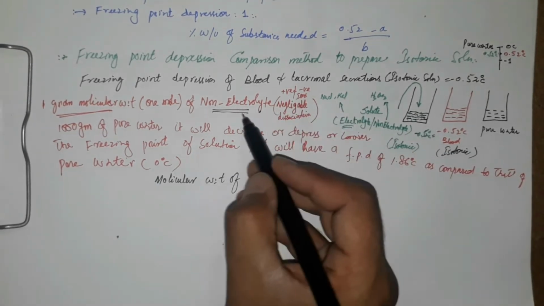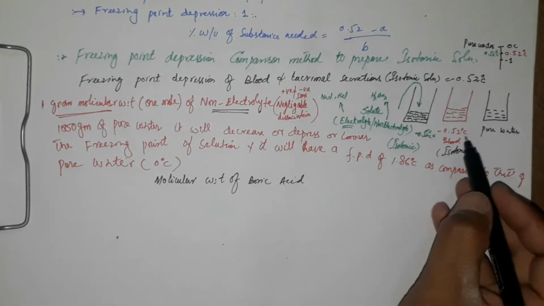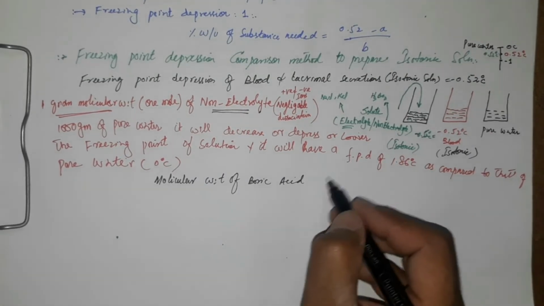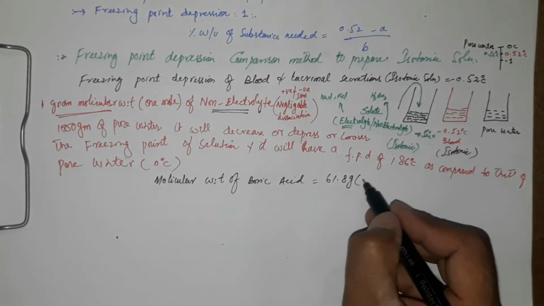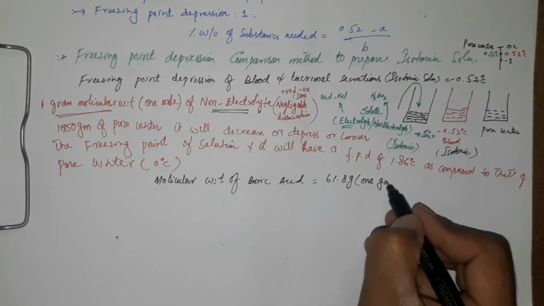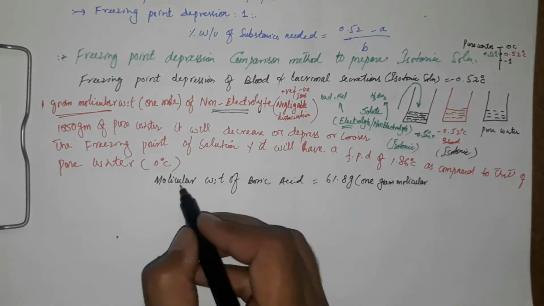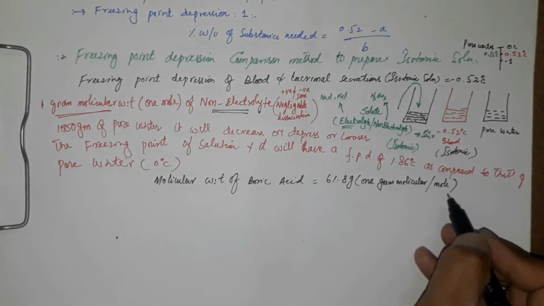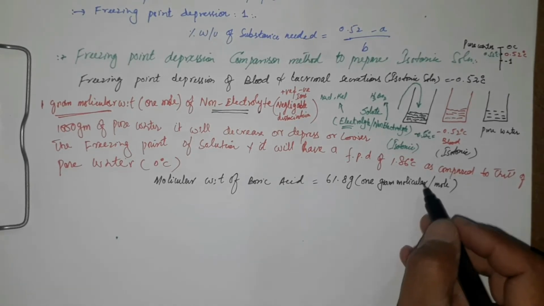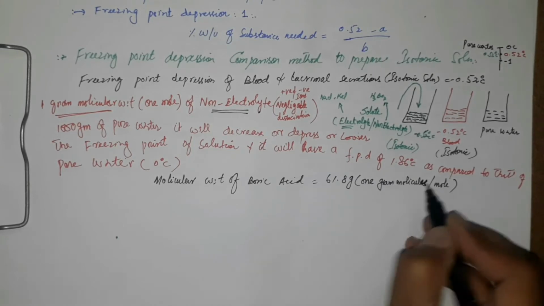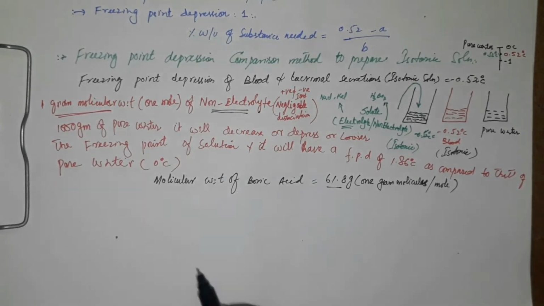So we are now going to discuss the non-electrolyte quantity which is required to produce an isotonic solution. The molecular weight of boric acid is 61.8 grams. That means that 1 gram molecule, or 1 mole, of boric acid has a weight of 61.8 grams.